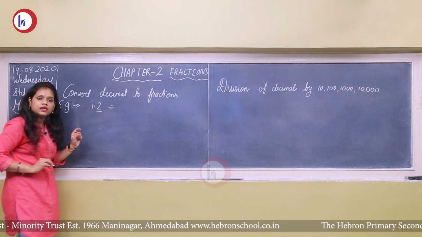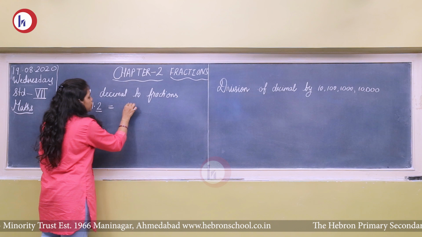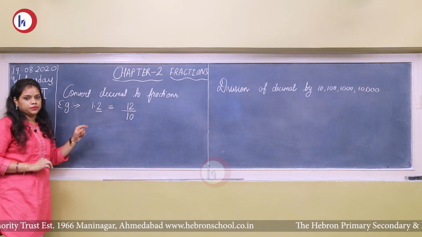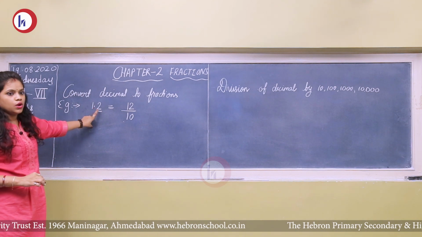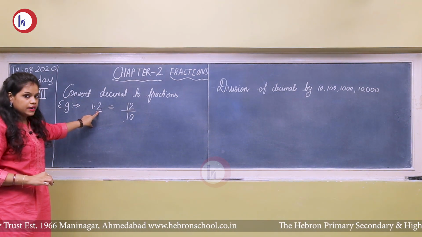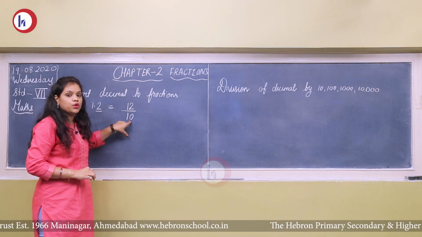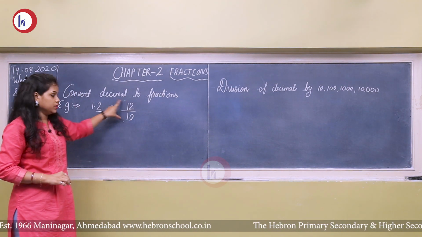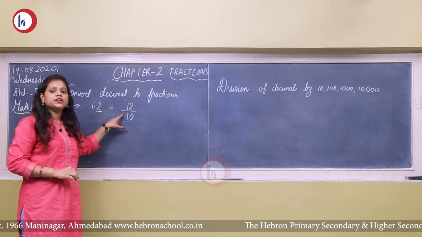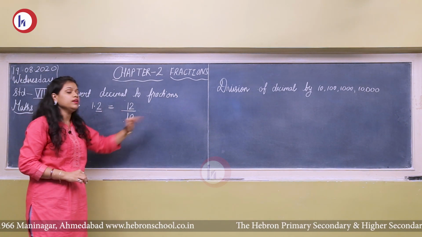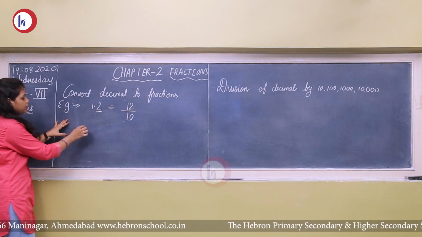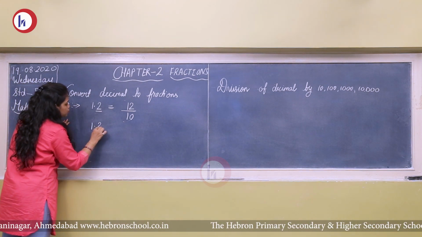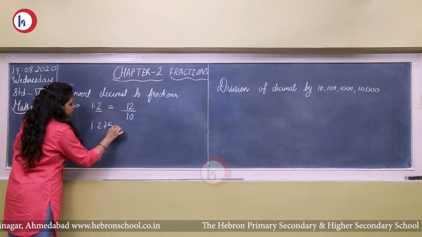How many digits are there after your decimal? 1 digit. So what are you going to do? You are going to put 10 in the denominator. If your decimal has 1 digit after the decimal, you are going to put 10. So this becomes your fraction. The decimal is converted into a fraction, and then you can solve. Let's take one more example. Suppose 1.275.